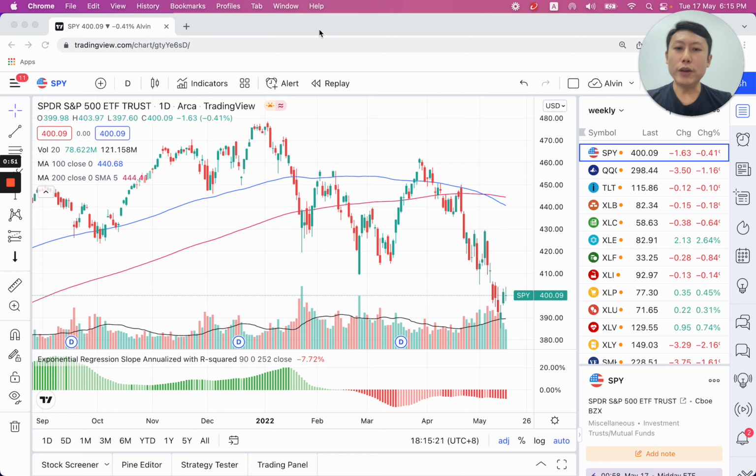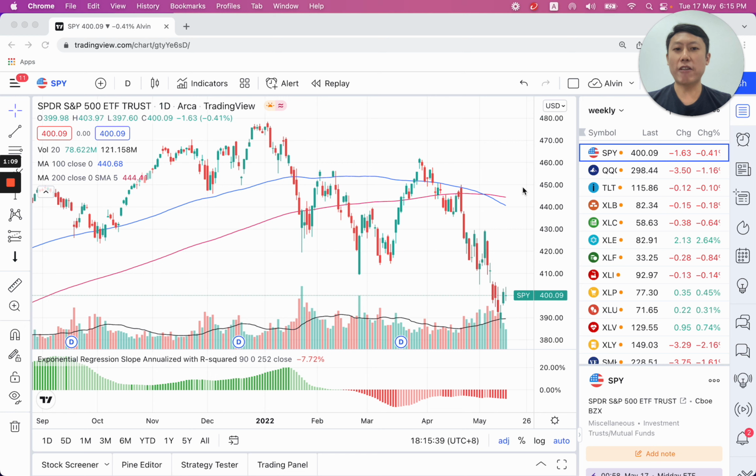So let's start with the S&P 500 index. And over here, you can see that I have some moving average indicator. The red line is the 200-day moving average, and then the 100-day is the blue line. And now the price is below both the 100 and 200-day moving average.